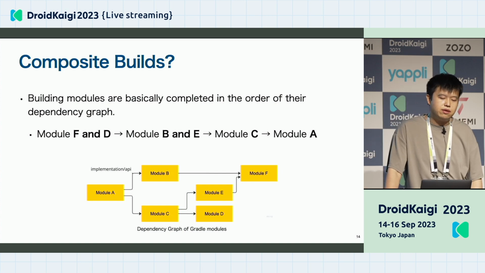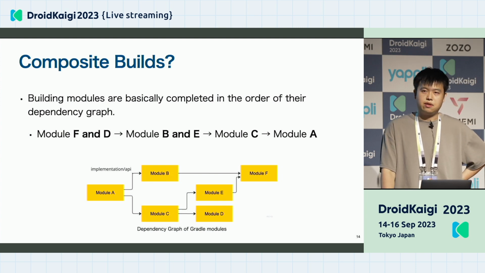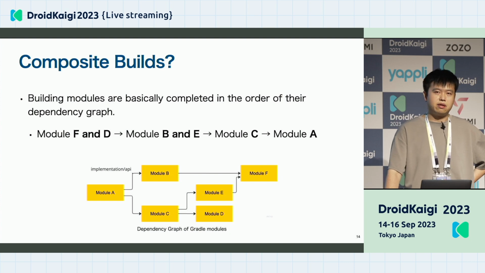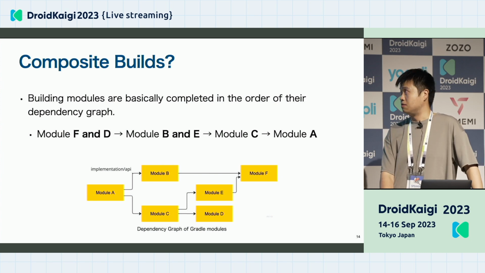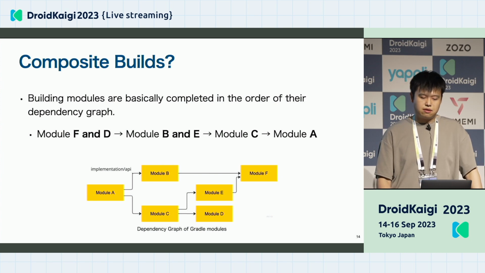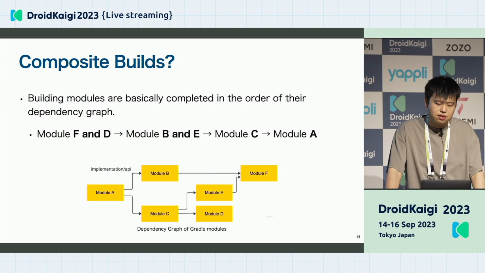Composite builds are one of the long-lived mechanisms of Gradle. If I remember correctly, it's available since 3.6 or 7. As you may know, Gradle creates a directed acyclic graph of tasks to be executed and builds them based on their dependencies. This figure shows a dependency graph consisting of 6 modules. A depends on B and C, and let me omit the rest. So finally, the execution order is F and D, then B or E, then C. Finally, A will be built.